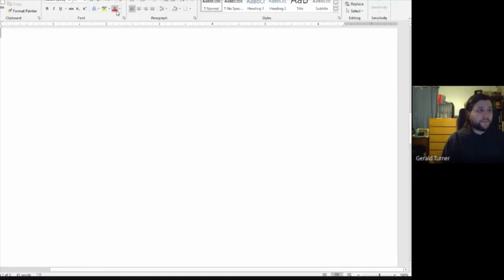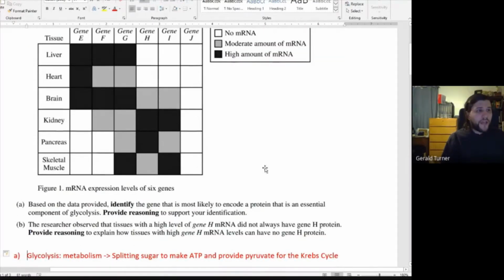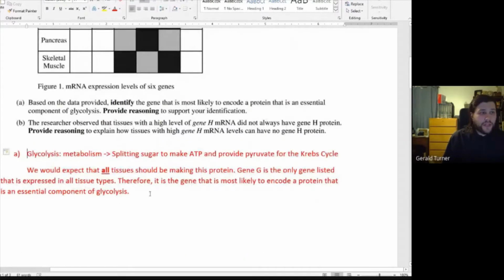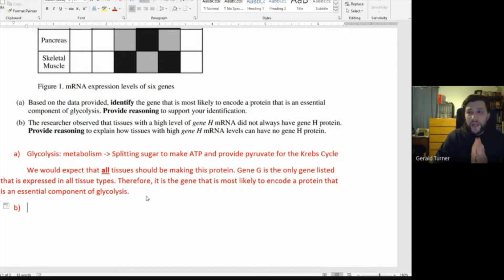For part B, we are looking at why a tissue with a high level of gene H mRNA might not always have that gene H protein. This one is a lot more open-ended, so we can kind of speculate. As long as we justify what we do with some solid scientific reasoning, we can make some speculation here.